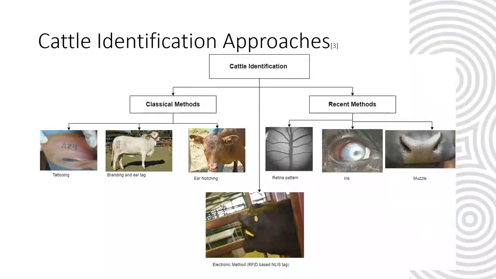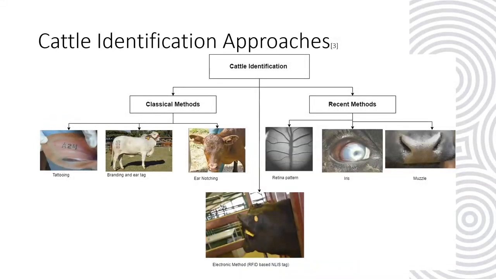Ear tattooing is done by piercing a sharp metal on the place where there is less fur. Branding is done by heating an iron rod with numbers or letters and making the mark on the cattle's body by burning the body part. An ear tag is a visible tag attached to the ear of the cattle. Ear notching is cutting parts of the ear and making a V-shaped structure. These classical methods are labor intensive, and they also harm the cattle because of infections.